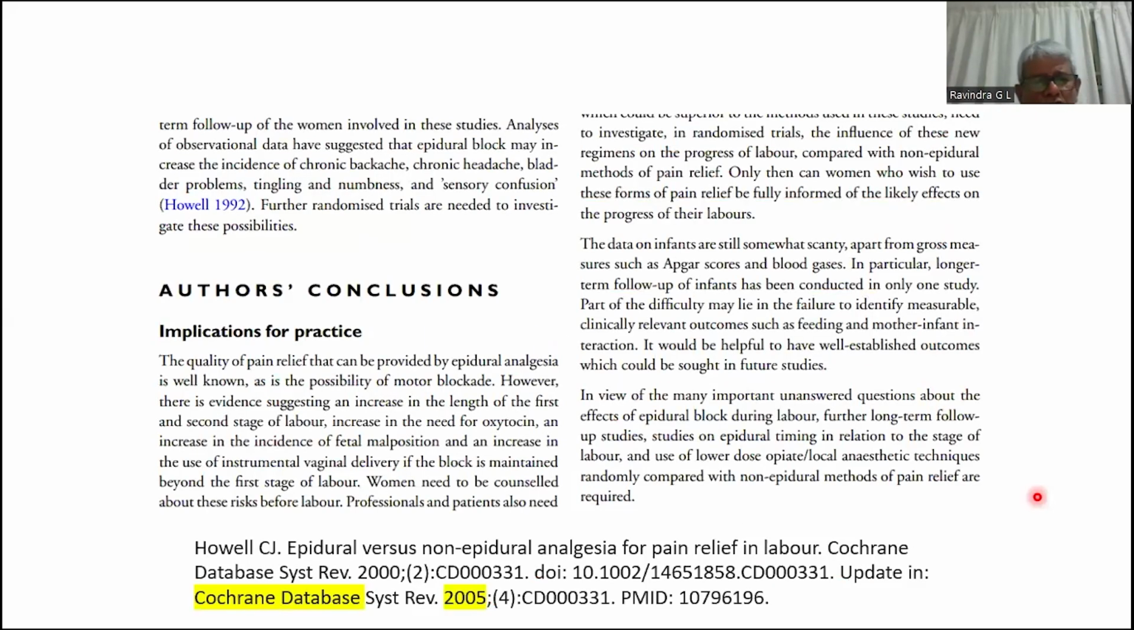Whereas with the incidence of instrumental deliveries, most of the articles, and this Cochrane database in 2005 also, clearly say that there was an increase in the length of the first and second stage of labor. Because there was an increase in the length of the second stage of labor, the obstetricians tend to shorten the second stage of labor, maybe with instrumentation, either forceps or a ventouse delivery.